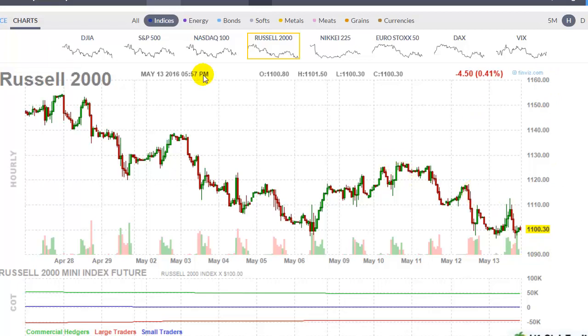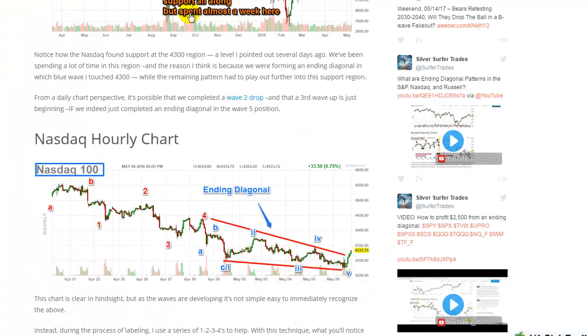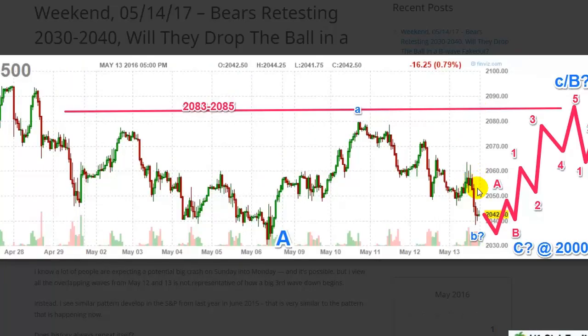But the fact that the Russell and the Nasdaq did not clearly break the lows in this afternoon, in the way that the S&P did, tells me that a wave three might not be ready. So that's why my best guess is what we posted here, saying we've got to give the upper region a test one more time in a B wave high before we go down in a C wave down to 2000. So that's my best guess at the moment.